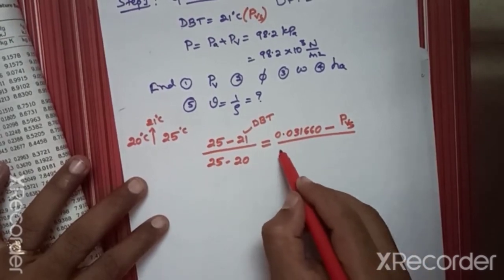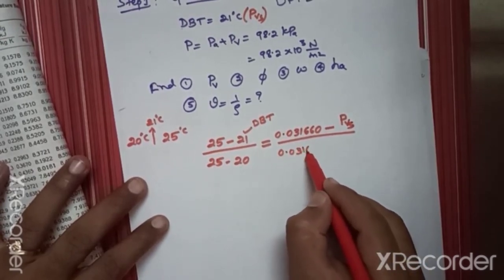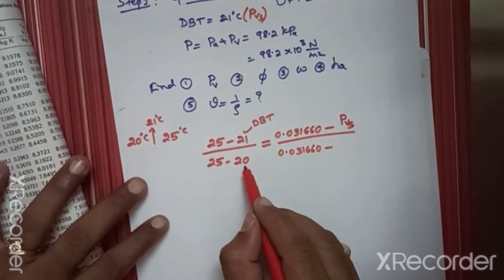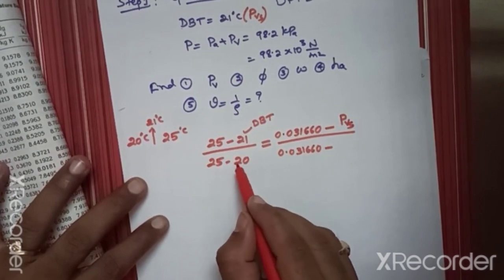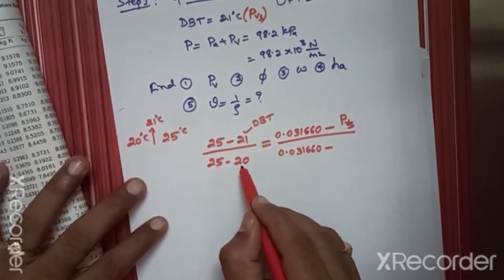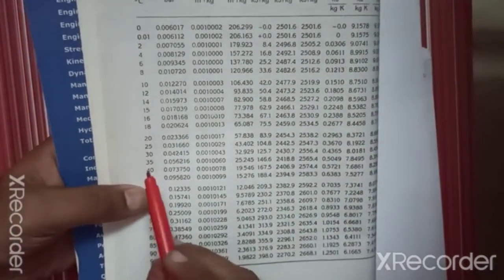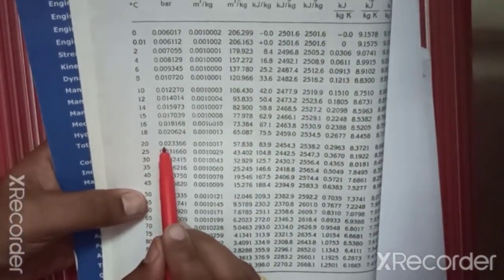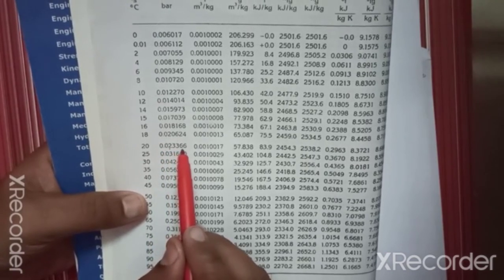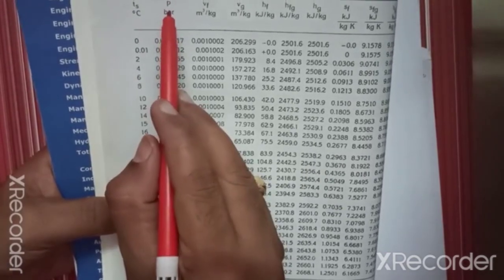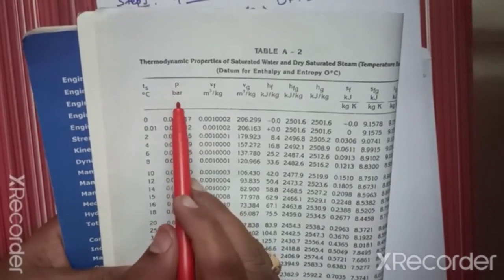Pressure value, it is 0.031660 minus. So what is the pressure of air when dry temperature is 20 degrees Celsius? Here in the column, 20 degrees, 0.023366 is the value of pressure. Keep in mind it is in bar, understood?